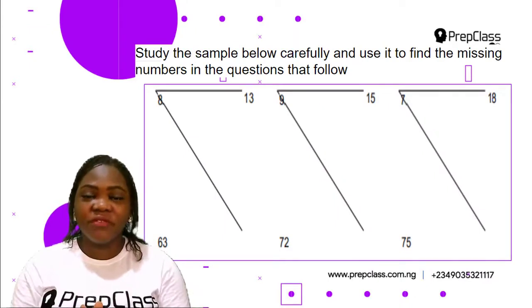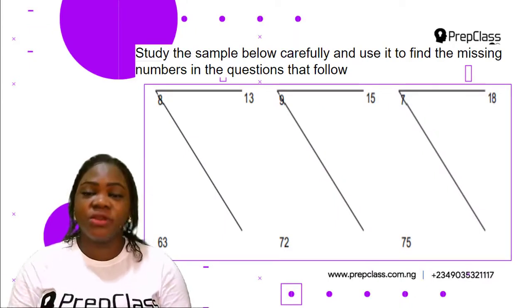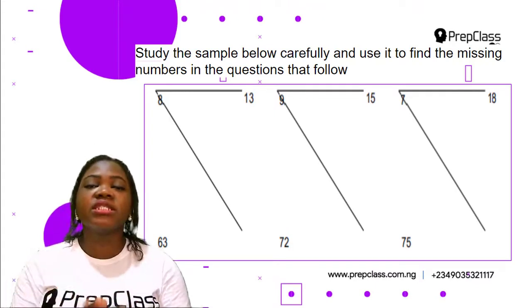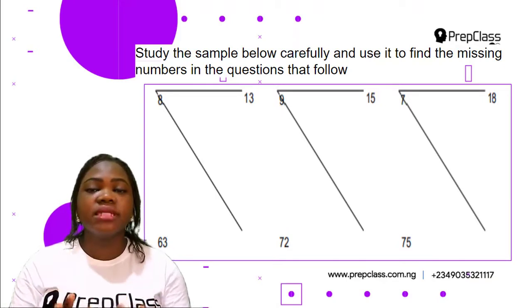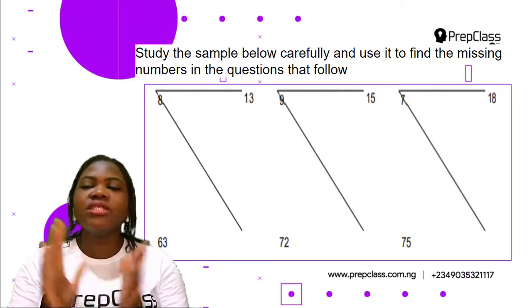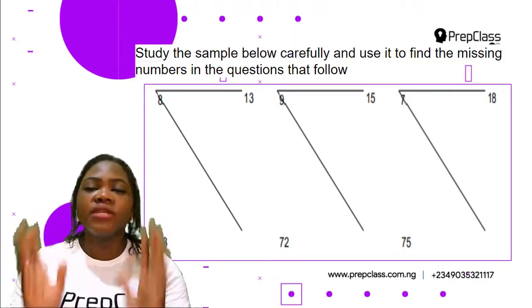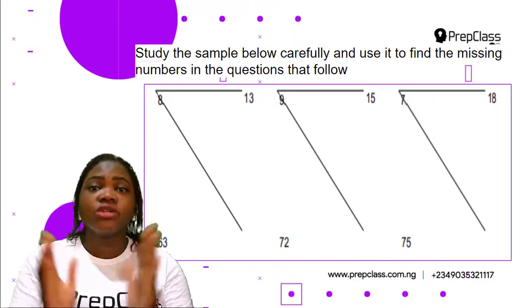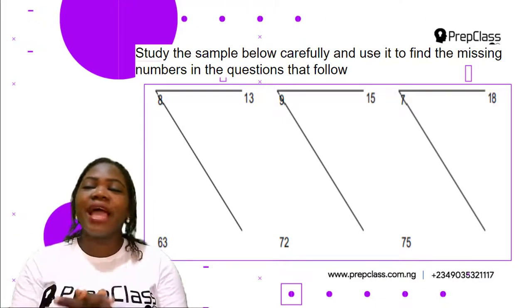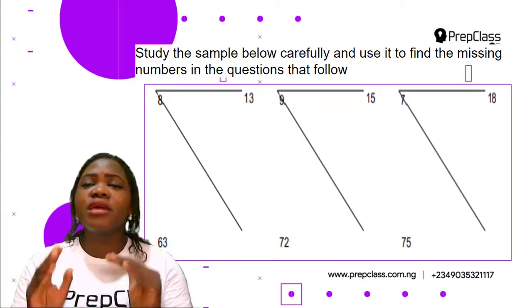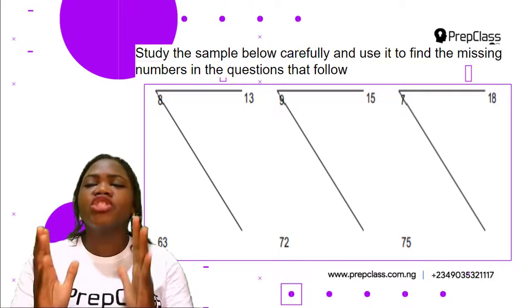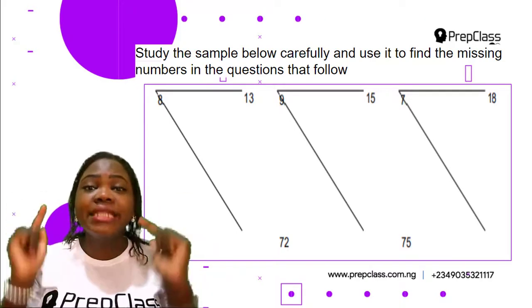Study the sample below carefully and use it to find the missing numbers in the questions that follow. So in quantitative reasoning, you are given a set of samples to study and then you use these samples to find the missing numbers in the question. So never be in a hurry to solve your questions until you finish studying the sample. Quantitative reasoning is a measure of a person's ability to use mathematical skills to solve problems. There's something I love about quantitative reasoning, and that is it helps you to think. Because in order for you to be able to solve the problem and generate the answer, you need to think deeply.